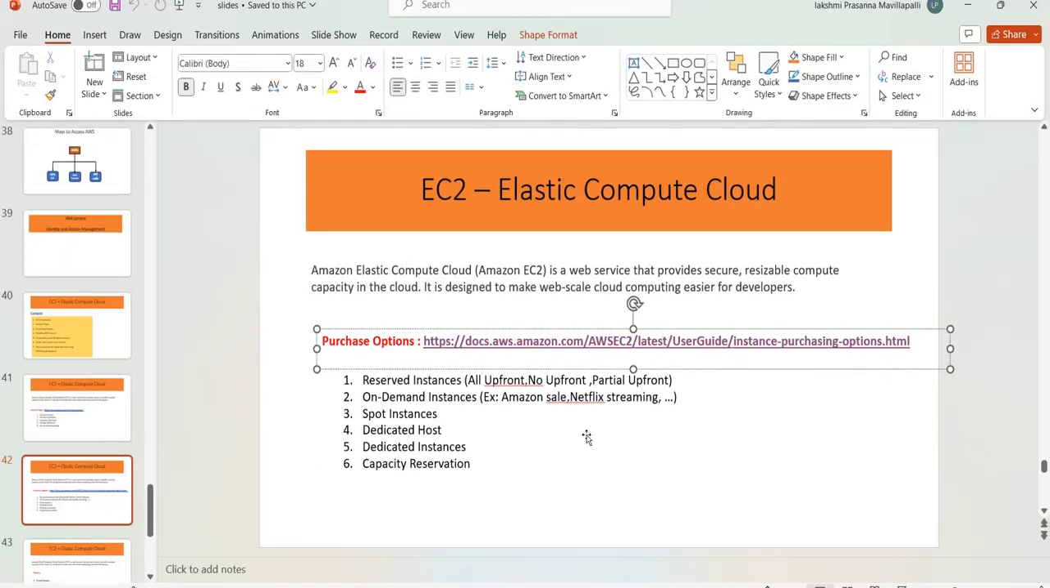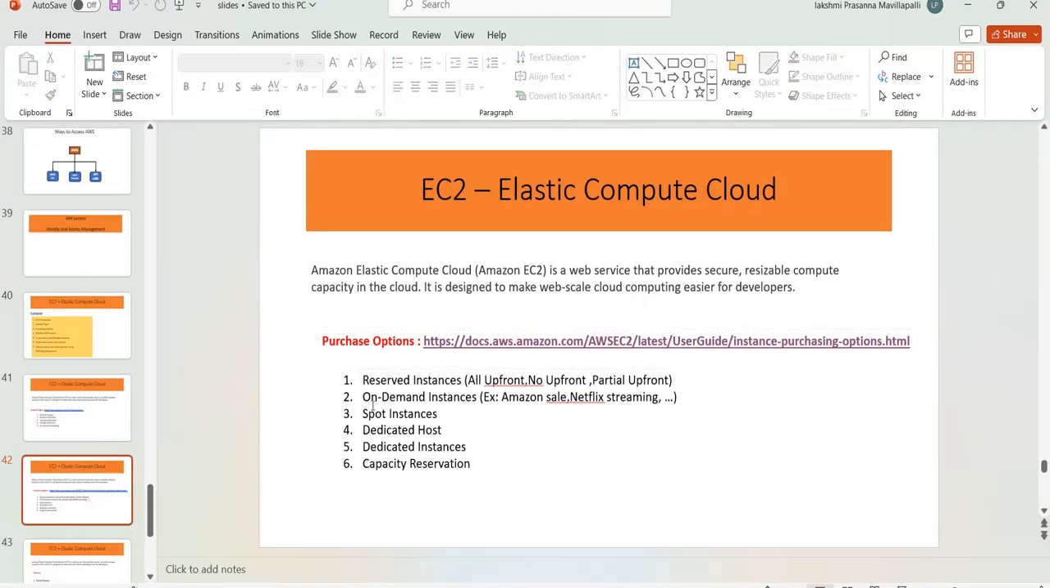So we have different options here: reserved instance, on-demand instance, spot instance, dedicated host, dedicated instances, and capacity reservation. Okay, so let's see what are reserved instances. Reserved instances means as a client, you are going to give some commitment from your end to AWS, like yes, I need a few EC2 instances. I want to use the instances for 1 year or 3 years for sure. The minimum duration it will allow is 1 to 3 years.